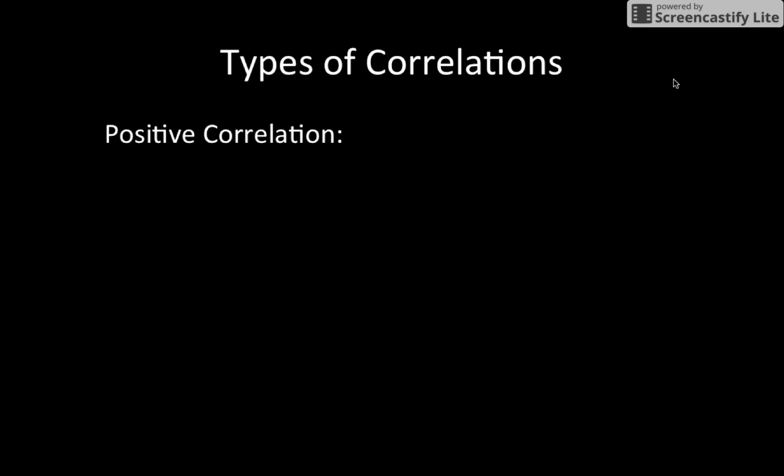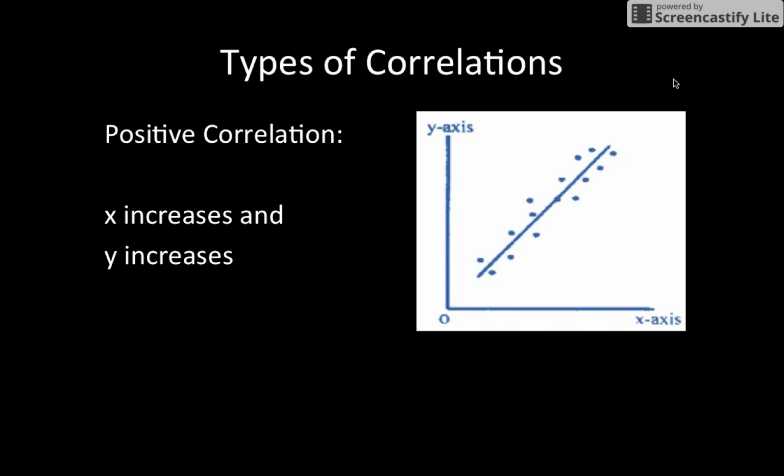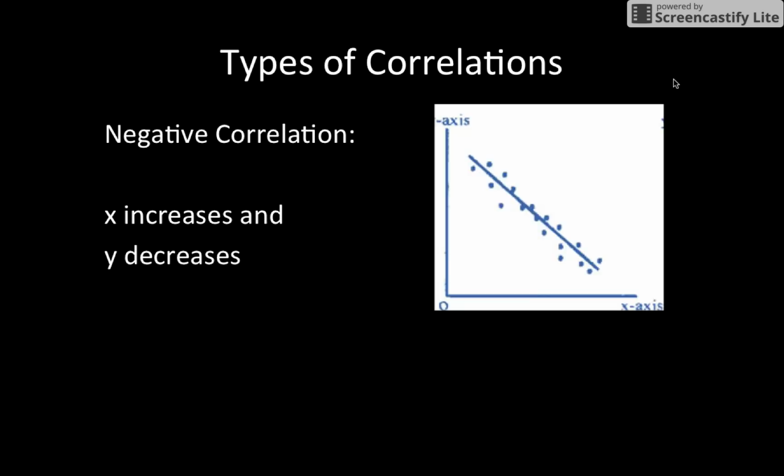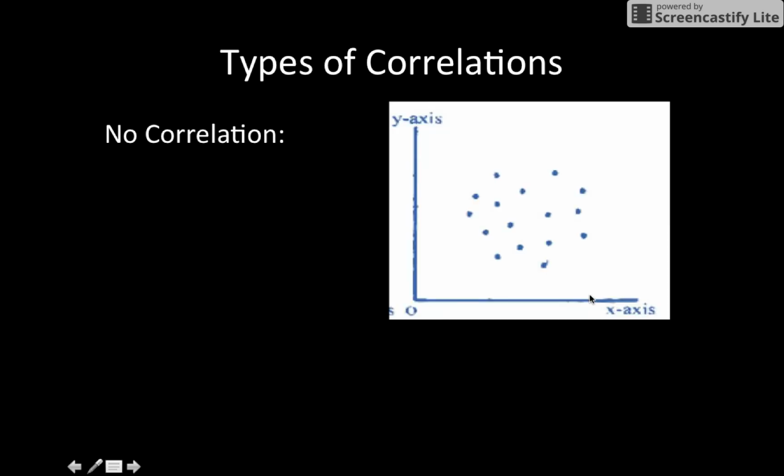A positive correlation shows that x increases and that y also increases, and it looks like this. A negative correlation shows that x increases and y decreases. So you can see your x-axis, how x is increasing, and as that increases, y is decreasing. No correlation just looks pretty scattered.